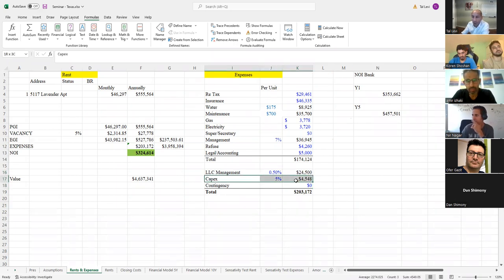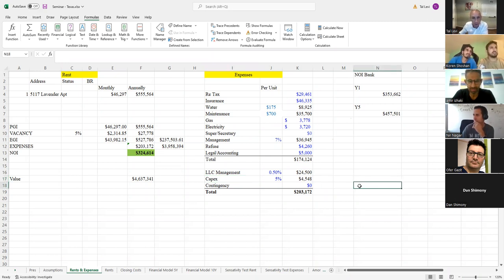I'm calculating that I'm going to keep another $5,000 as reserve, in case I have to do some kind of renovation. So I'm putting a reserve every year, $5,000 extra on the side, to keep as a reserve. And I'm going to have total expenses of about $203,000.